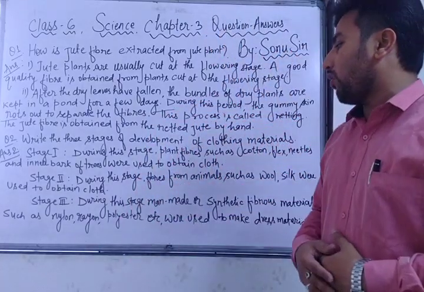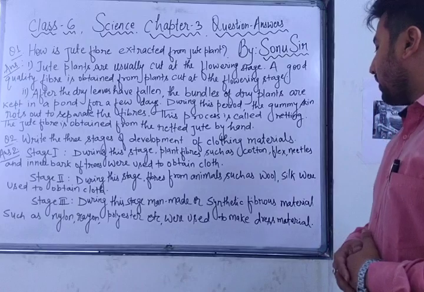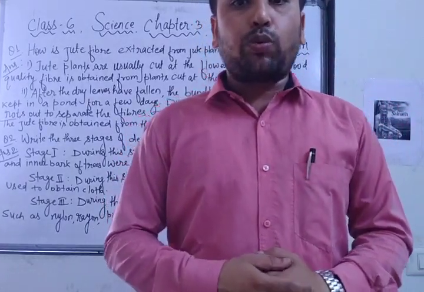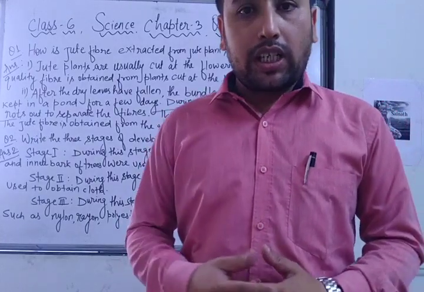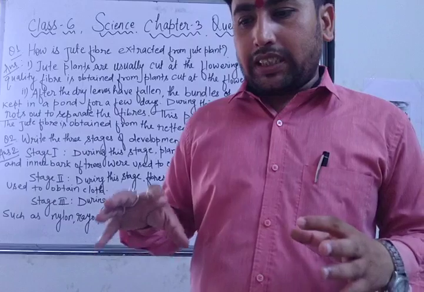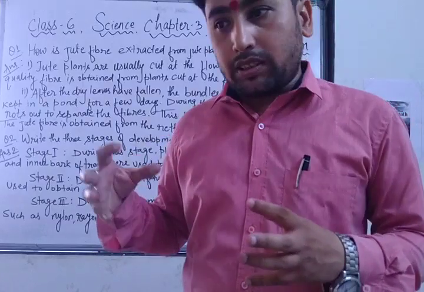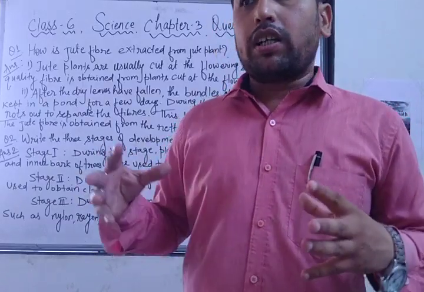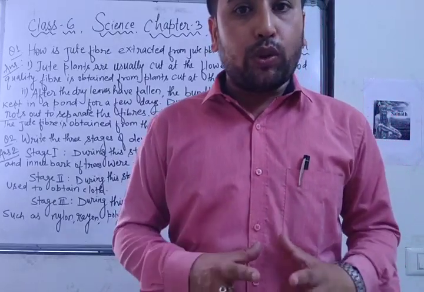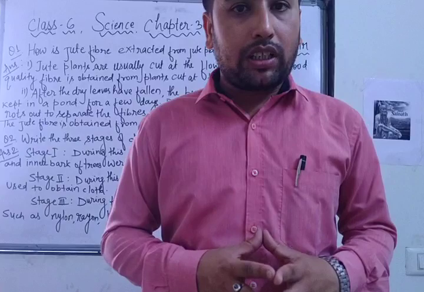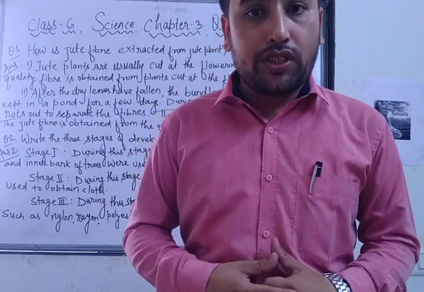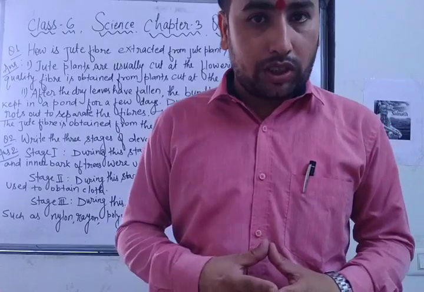Now the second stage. During this stage, fibers from animals such as wool and silk were used to obtain clothes. That means in the second stage, people had started cattle rearing, keeping animals like sheep or camels, so they could get their fleece, and they started making wool, and from that they started making clothes. This was the second stage, when human beings gained knowledge about cloth from the fleece of the sheep. Right?